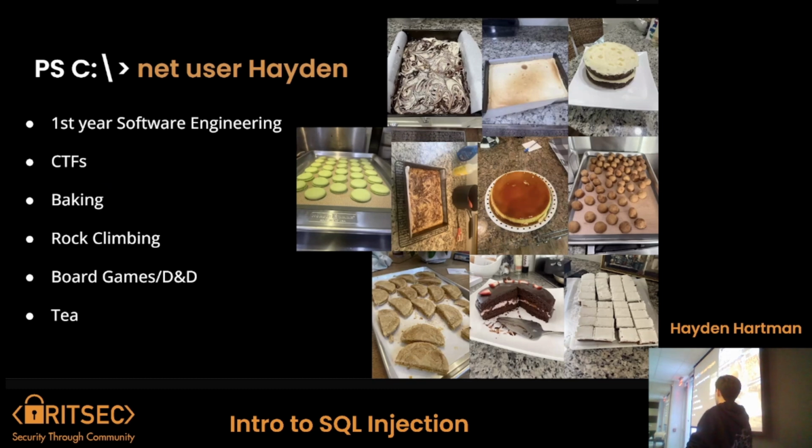Okay. Yeah, so I'm a first-year software engineering student, really big into CTFs, into baking. As you can see, all these things I've made. I like rock climbing, board games, Dungeons and Dragons, and tea. Yes, Will? Favorite thing I've baked? Probably like the flan that I've made. That's pretty good, and it's like pretty straightforward too.